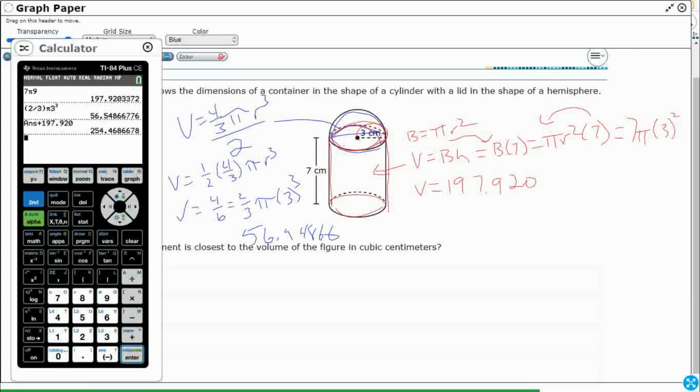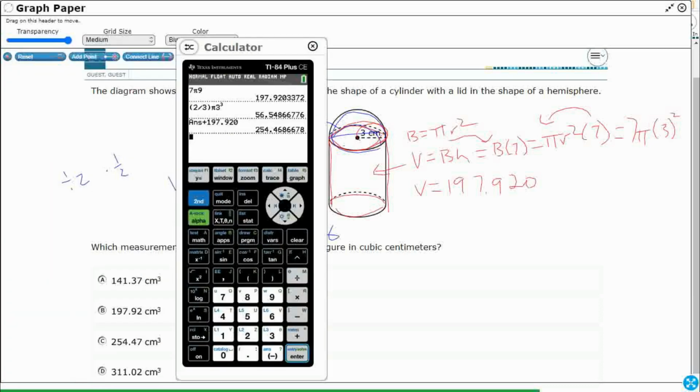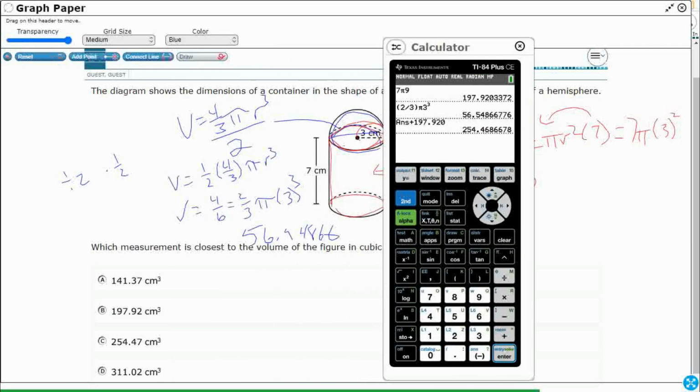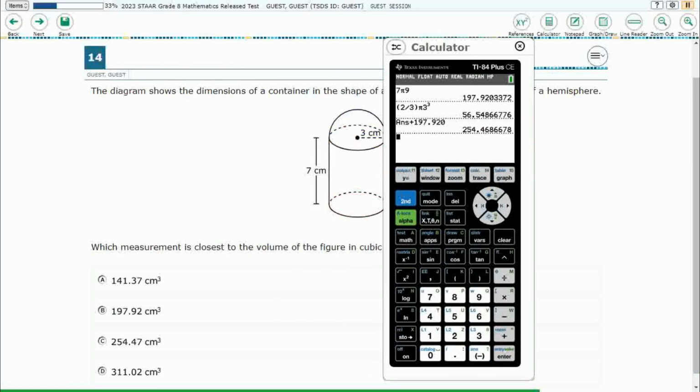Let's go ahead and add in our 197.920. What are we going to get? We're going to get 254.468. That rounds to 254.47. Answer C.